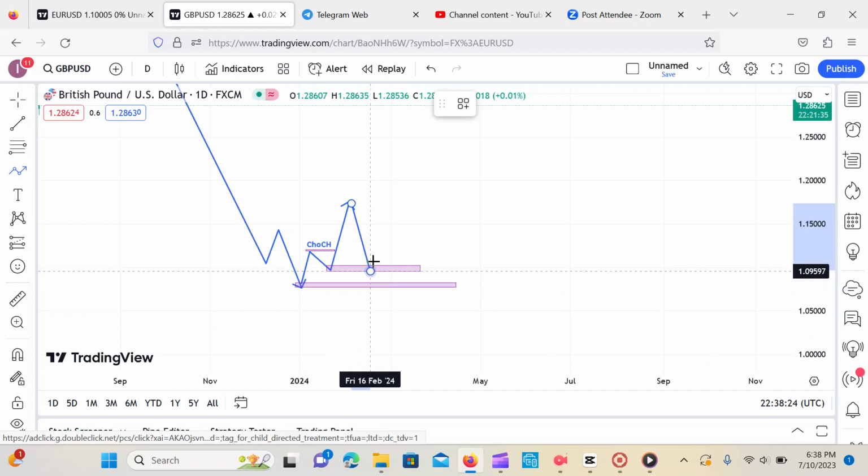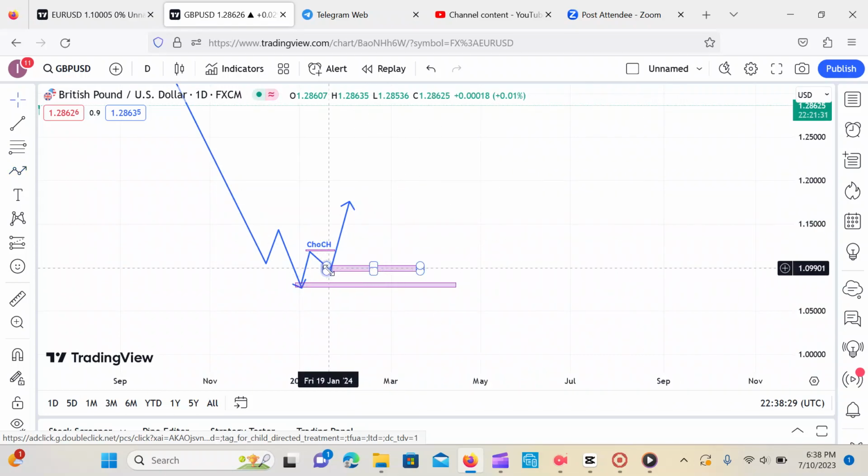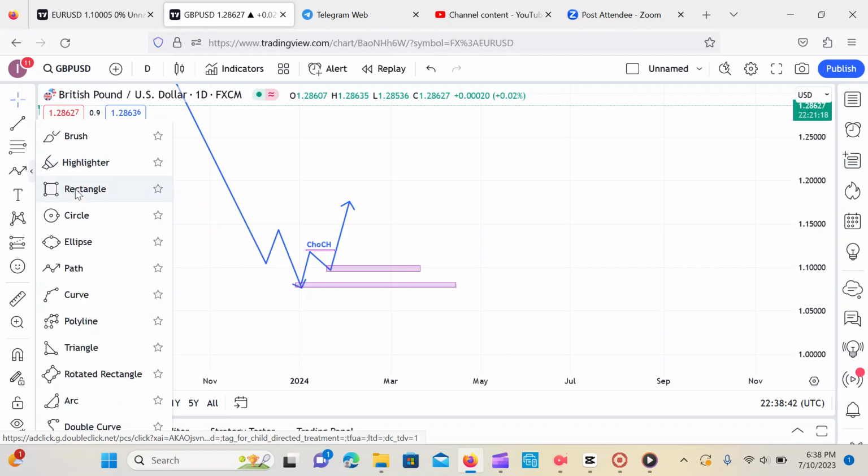So that's not exactly where we're going. Anytime you have this price, we already had a change of character right here, and after this area, we have another change of character again here.